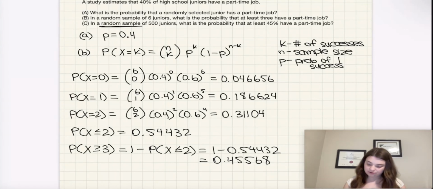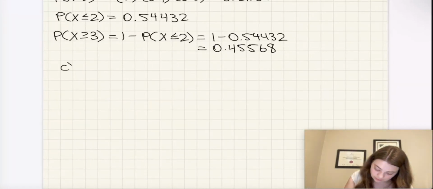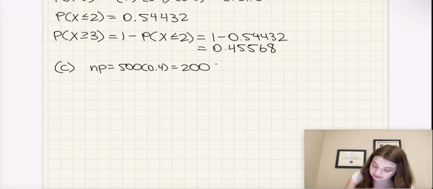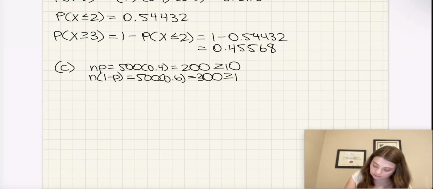And in this case, if we had 500 juniors, we can do this test here actually. We can say that the expected value of successes would be n times p, which in this case is 500 times 0.4. And so, yeah, that's the same as 40 times 5, I believe, which is 200. So, therefore, the expected number of students who would, in this 500 student sample, have that part-time job is 200, and that is far greater than 10. So, we're good there. And then we would do n times q, or n times 1 minus p, which is 500 times 0.6, which is 300, which is also greater than or equal to 10.